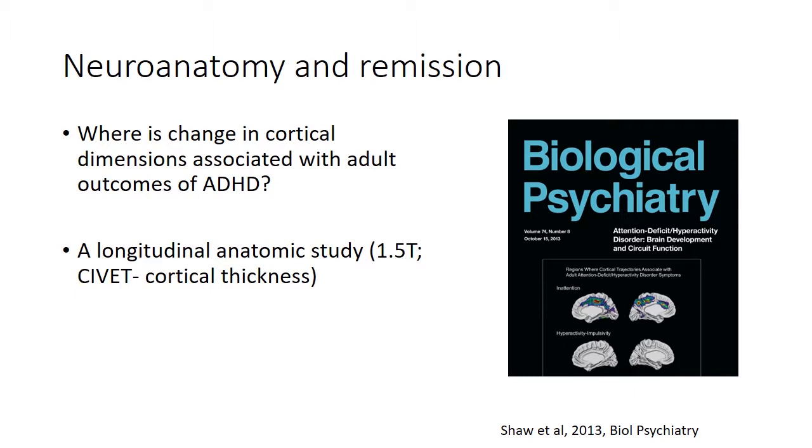However, neuroanatomic imaging, as I said, has been around a long time, so many of these kids had anatomic imaging acquired in tandem with clinical assessments from childhood into early adulthood. So we combined these data together, and we can ask where, for example, is change in the cerebral cortex associated with different adult outcomes of childhood ADHD.